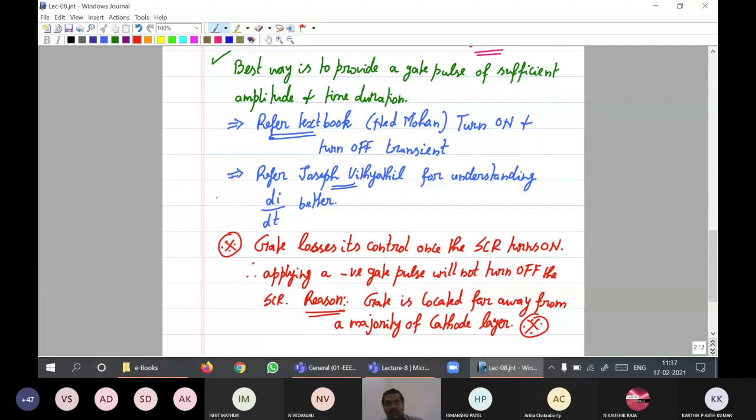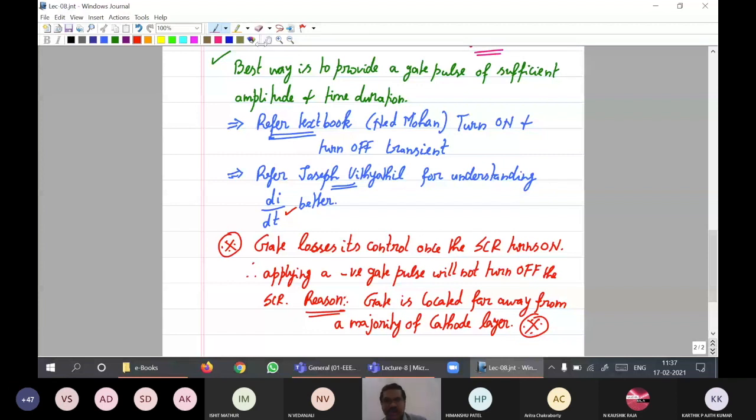Now, the explanation that is given in Joseph Vidyathil explains di by dt and the location of the gate better in one shot. So try to refer to that text. This is just for your reference and understanding. Of course, I have noted down the reason why the gate is going to lose its control. The reason is it is located far away from the majority of the cathode layer.